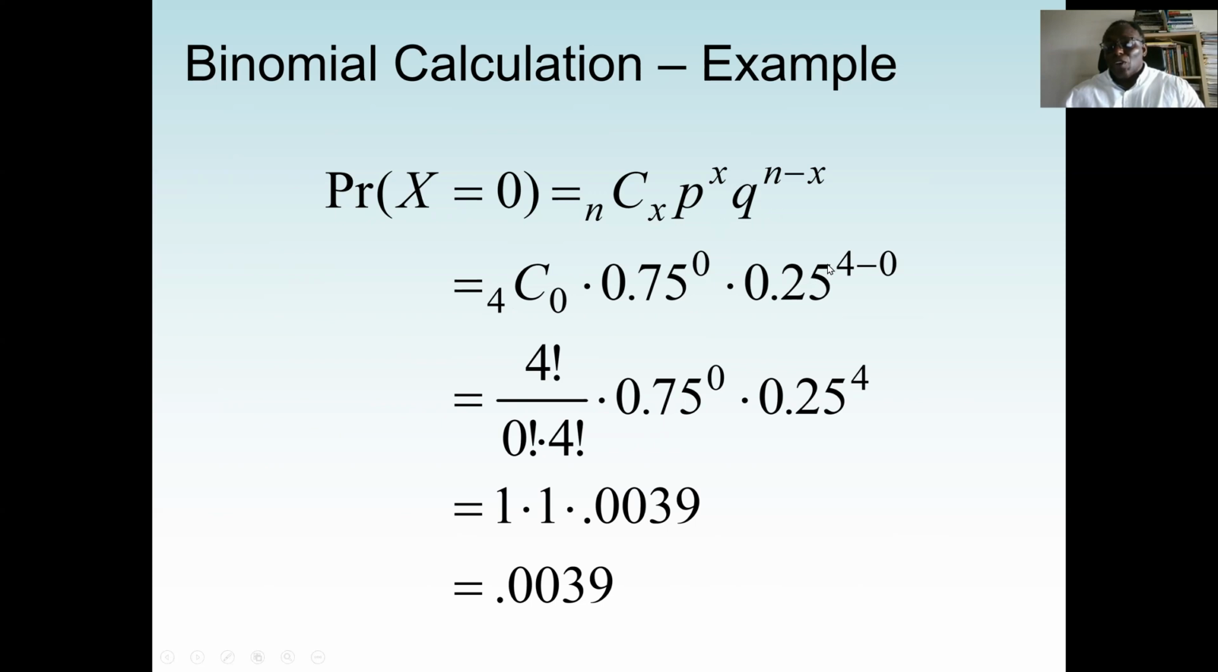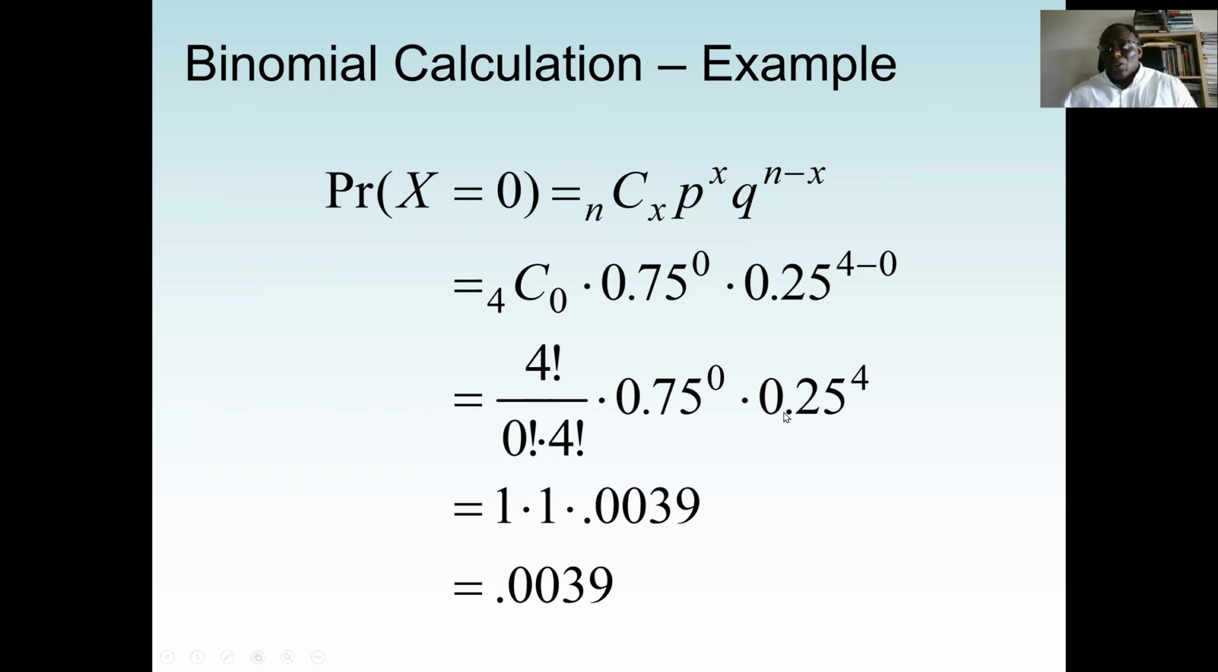And again, n is 4 minus 0. So we get 4 factorial over 0 factorial times 4 factorial. Remember, 0 factorial is 1. So here we get 4 factorial divided by 4 factorial, which will give us 1. Now, any value raised to the power 0, it doesn't matter what value, the answer is always 1 also.